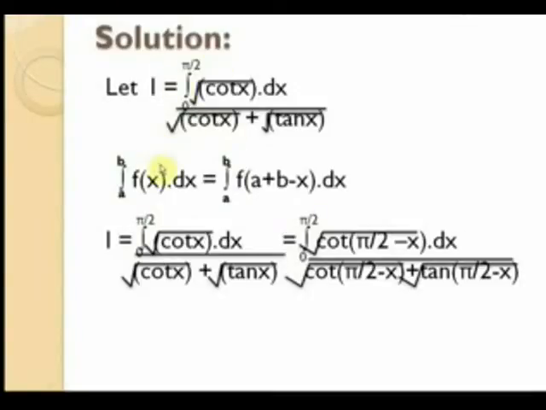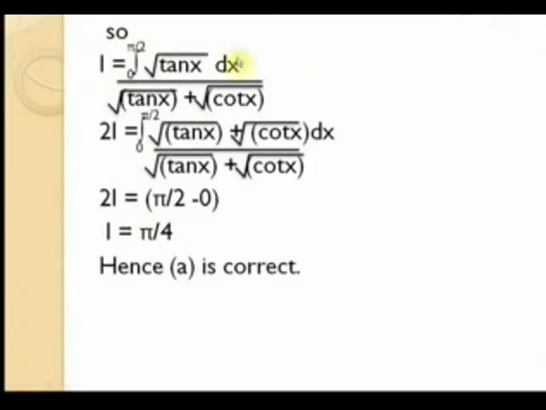Now we know that the integral of f(x) dx from a to b is equal to the integral of f(a plus b minus x) from a to b. So we are going to use this property here. So this expression would be equal to under root of cot of (pi by 2 minus x) divided by under root of cot of (pi by 2 minus x) plus under root of tan of (pi by 2 minus x). Now this expression would be equal to tan of x. This would be equal to again tan of x, and this expression would be equal to cot of x. So I would be equal to the integral from 0 to pi by 2 of under root of tan x divided by under root of tan x plus under root of cot x.